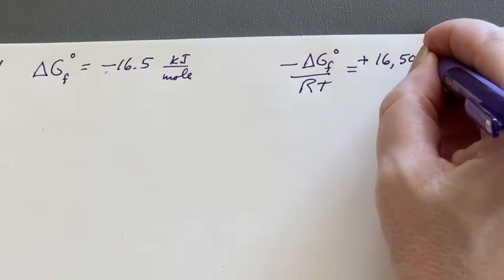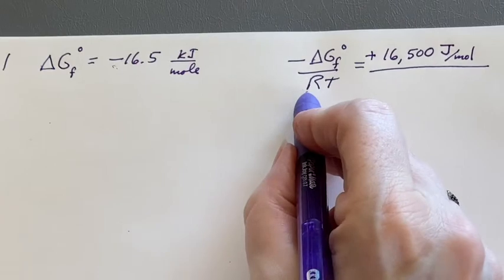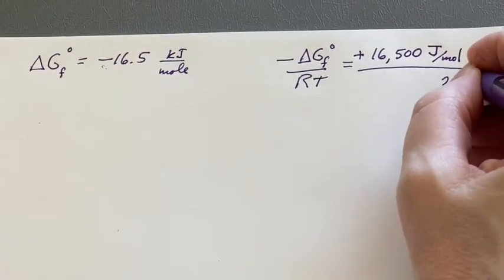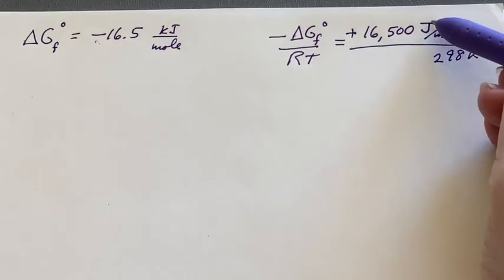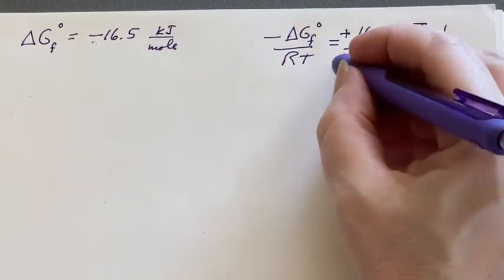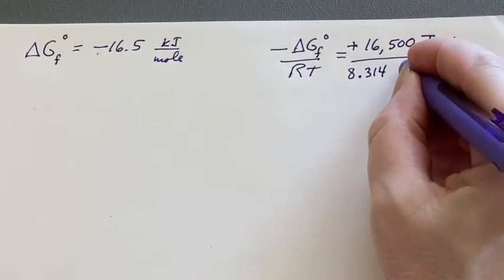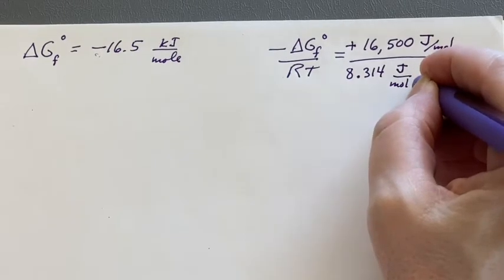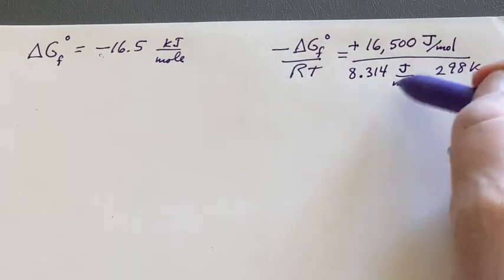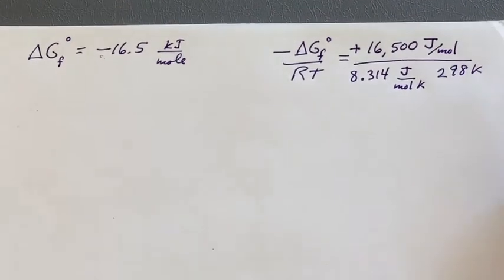And I don't like kilo very much, so I'll turn it into regular joules. That's going to be divided by R and T, 298 Kelvin. Which R am I going to use? This is in joules, so I had better use the R value that has joules in it, so they will cancel out, joules per mole Kelvin. Notice every single unit cancels out. We need to make sure all the units cancel, otherwise this is not going to be right.